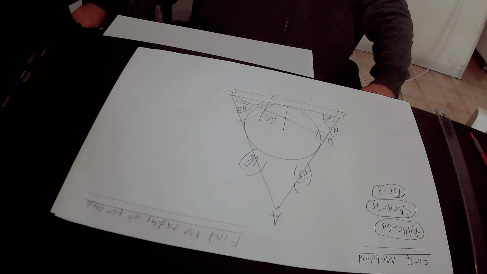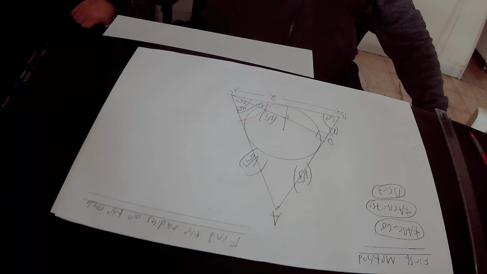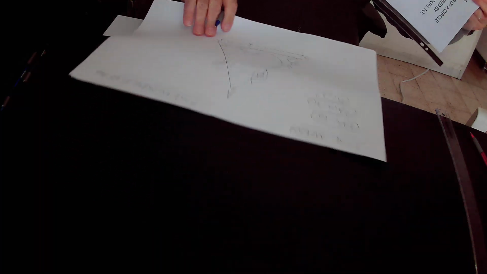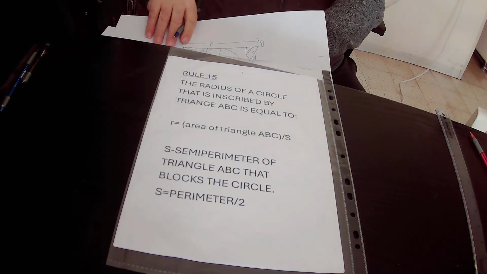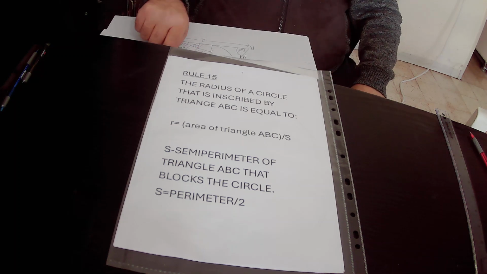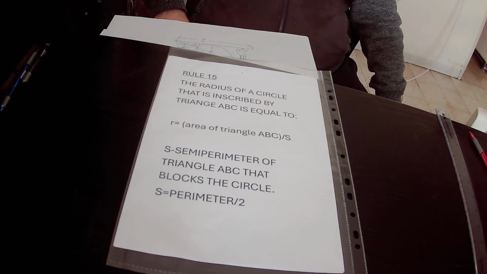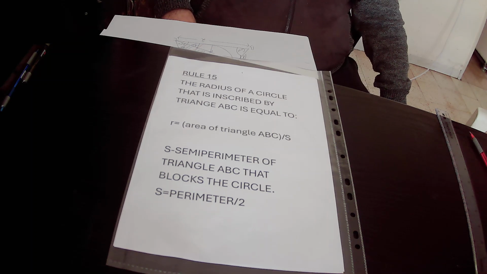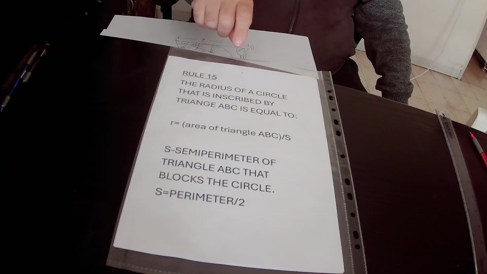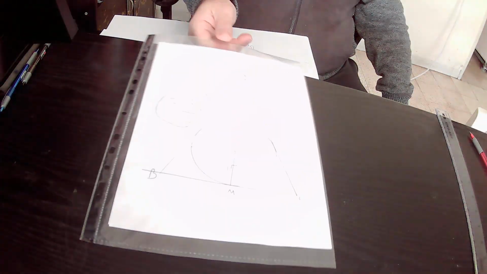In the next step, I will present to you a new rule, and we will implement the new rule in our drawing. The new rule is rule number 15. According to rule number 15, the radius of a circle that is described by a triangle ABC, that could be any triangle, is R equals the area of triangle ABC over S. S is the semi-perimeter of the same triangle ABC, and the semi-perimeter of any triangle equals the perimeter over 2. So the drawing of this rule number 15 is this.